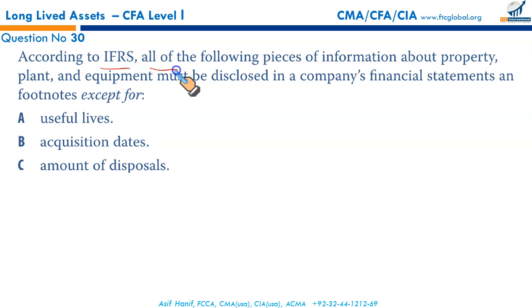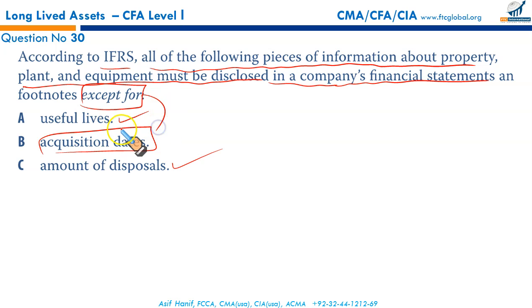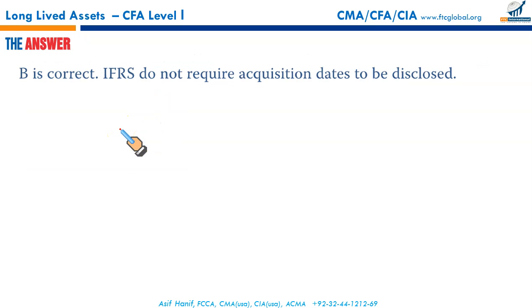According to IFRS, all of the following pieces of information about property, plant and equipment must be disclosed in a company's financial statements, except for what? Useful life, yes, to be reported. Amount of disposal to be reported in our assets schedule. Acquisition dates, IFRS doesn't require such a disclosure. This is not one of the requirements. So except for this, useful lives, yes. The amount of disposal, yes.